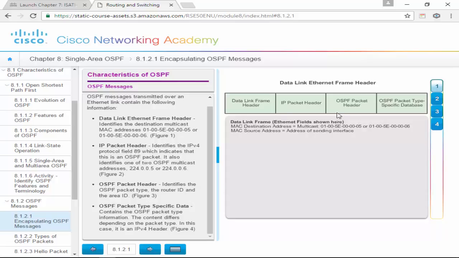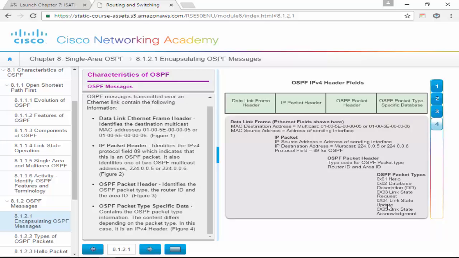Then this is our layer 2, our layer 3, and our layer 4 protocol that OSPF uses is actually called OSPF. EIGRP uses RTP, which is Reliable Transport Protocol, not real time from VoIP, if you guys are familiar with that. And then in our packet specific information, I guess this is our application data, it contains the OSPF packet information, right?